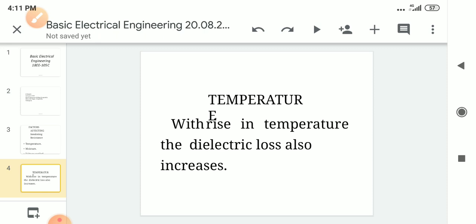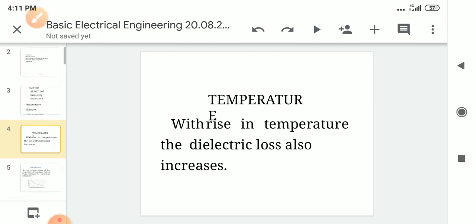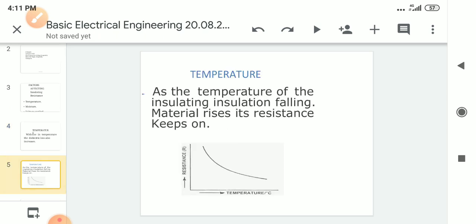Let's see the temperature. With a rise in temperature, the dielectric loss also increases. As the temperature of the insulation material falls, the material's resistance rises.